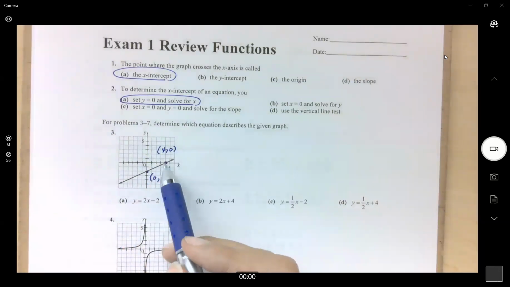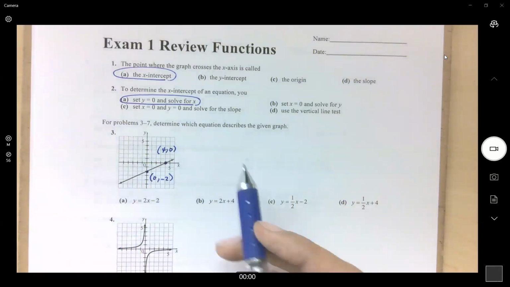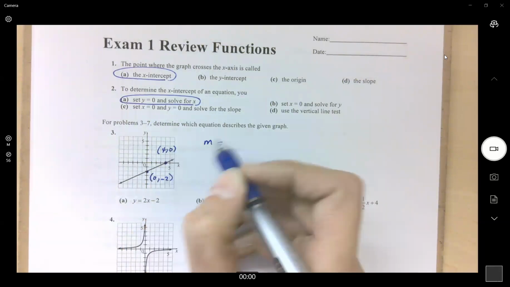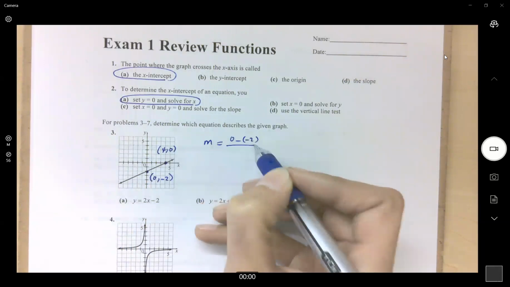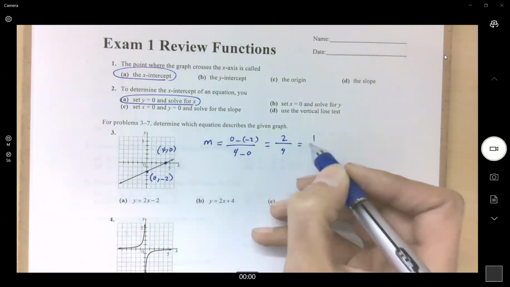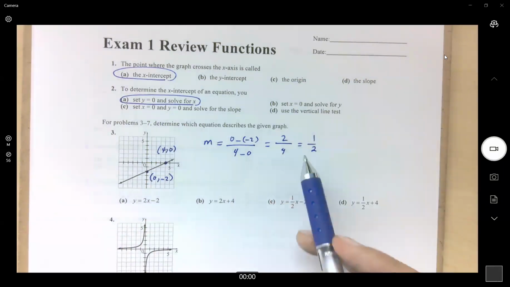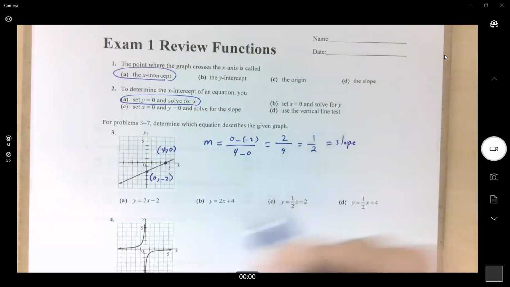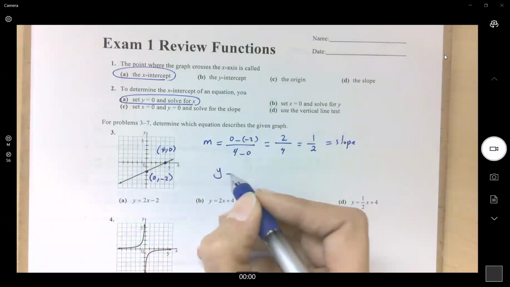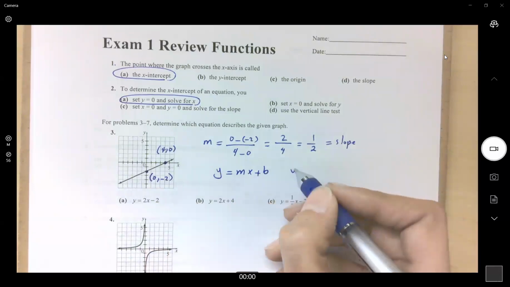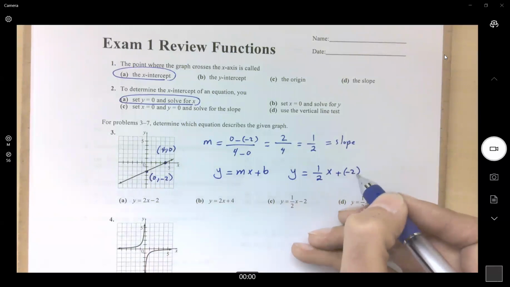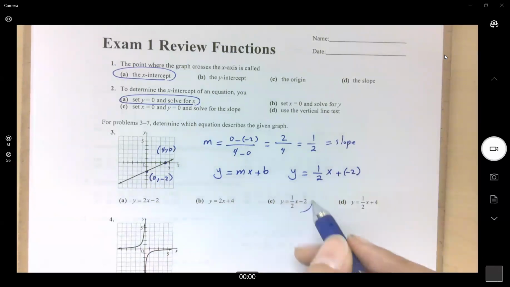So you have your x-intercept, you have your y-intercept. Now you can easily find the slope, which is 0 minus -2 divided by 4 minus 0, which is 2 over 4 or a half. I have my slope. I have my y-intercept, which is -2. So y is equal to mx plus b. Y becomes a half x plus -2, or y becomes a half x minus 2.